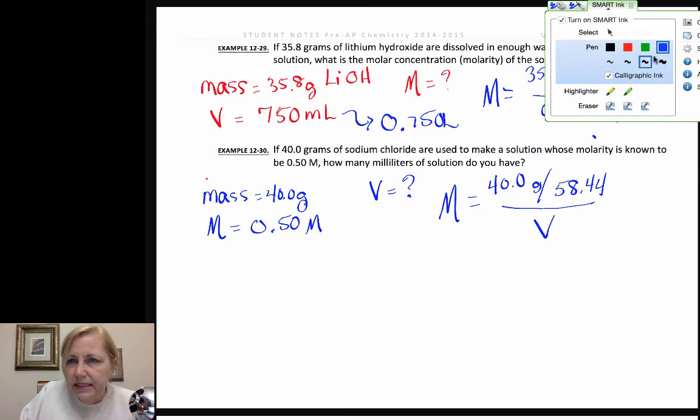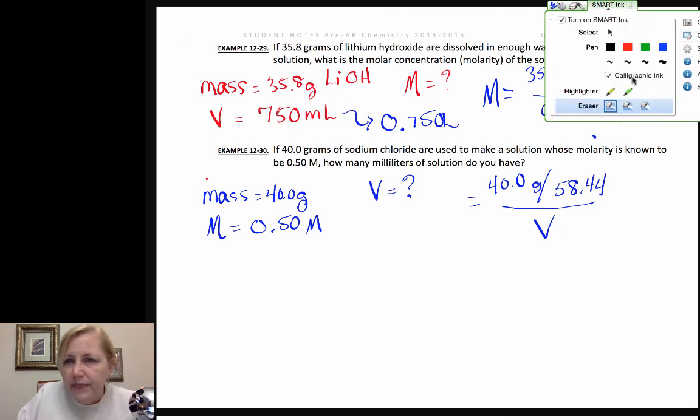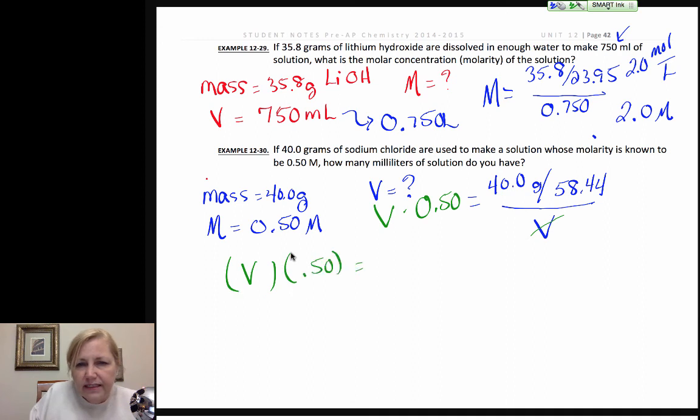And in place of this molarity here, I want to go ahead and put the value. I don't know why I didn't substitute that in. It's a Friday night. My mind must not be moving too quickly. So it's 0.50. So let's first cross multiply to get that volume out. So let's get the volume out of the denominator. So I would have volume times 0.5 is equal to 40 over 58.44.